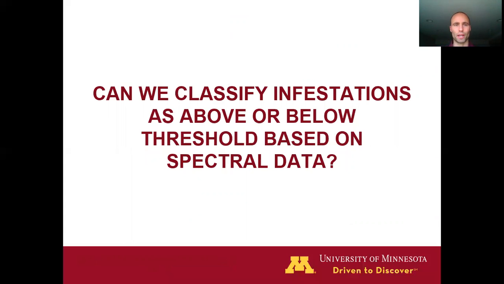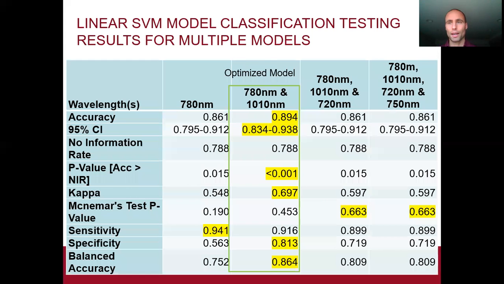The next question we had is, can we use this spectral reflectance data to classify soybean aphid infestations as being above or below the treatment threshold? Remember, for soybean aphids, that treatment threshold is 250 aphids per plant, the point at which we're supposed to start lining up that insecticide application. And I don't have time to get into the details of this work.